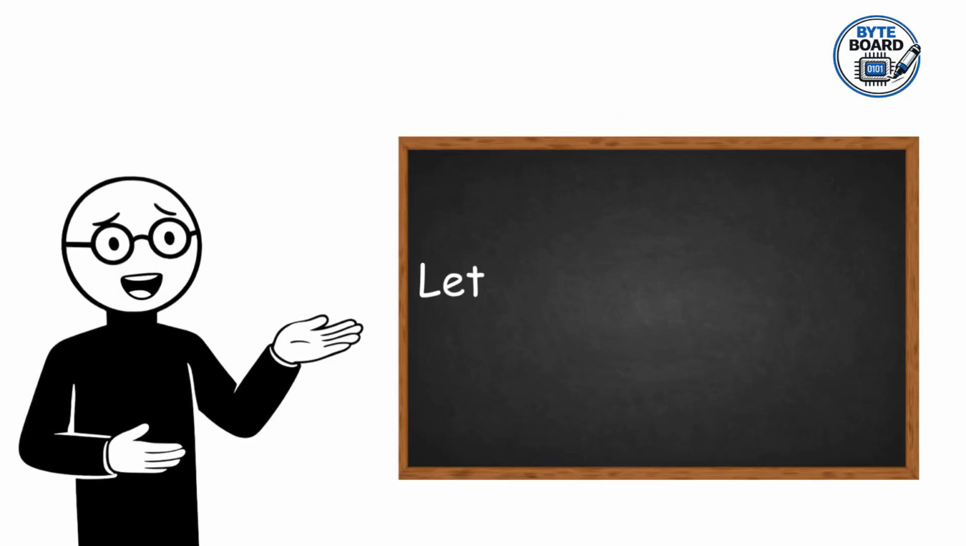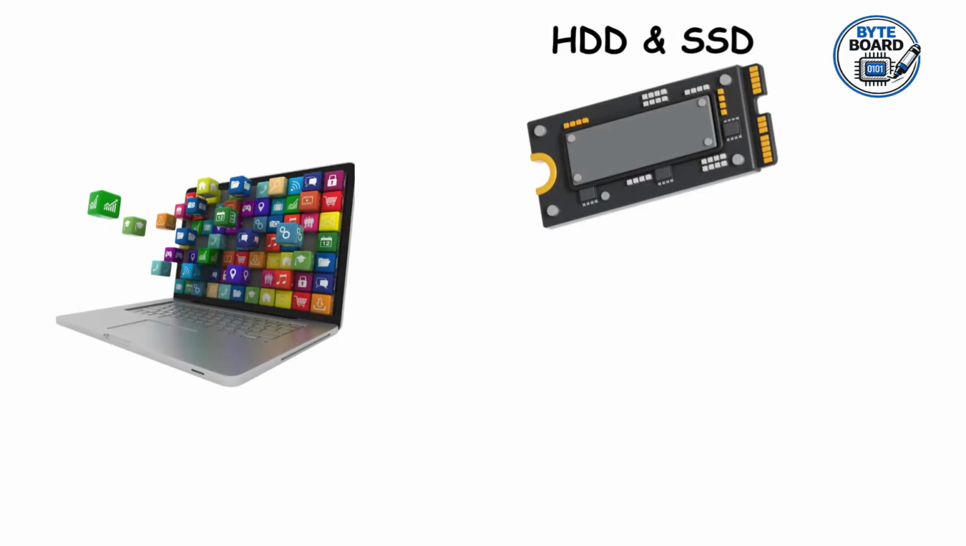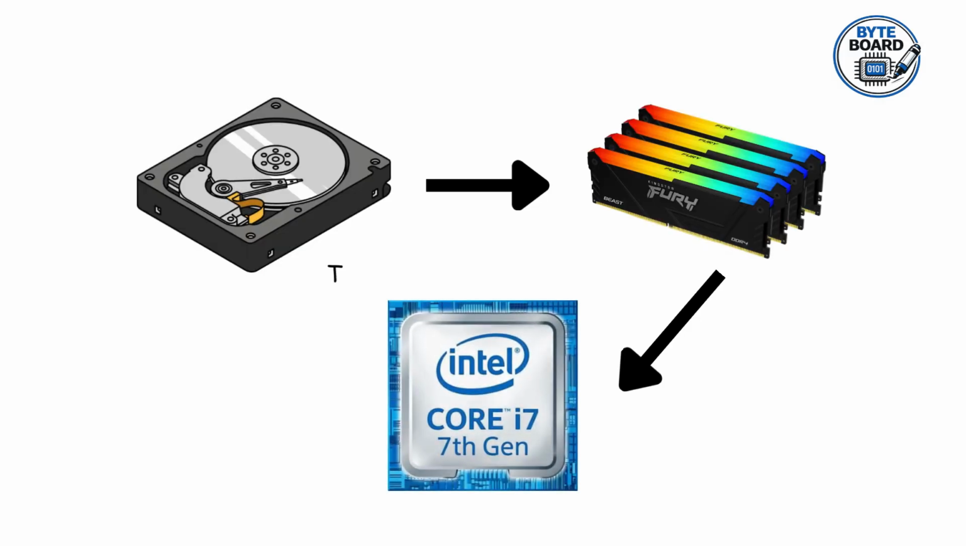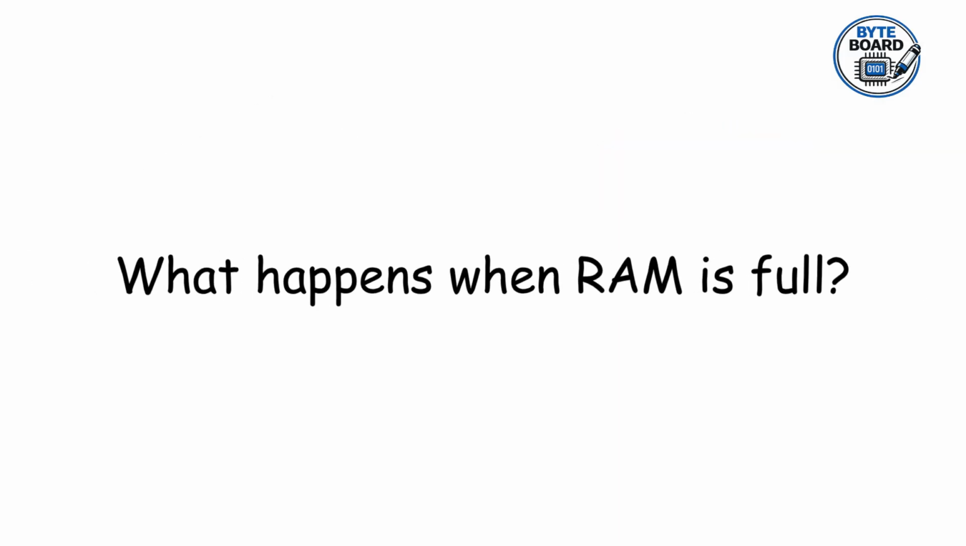How does RAM work? Let's understand this in a simple way. When you open a program, your computer takes data from storage, like your hard drive or SSD, and puts it into RAM. Then the CPU uses this data from RAM to perform tasks quickly. So the process is storage, RAM, CPU. This makes everything faster.